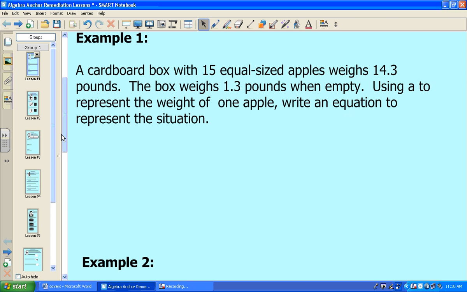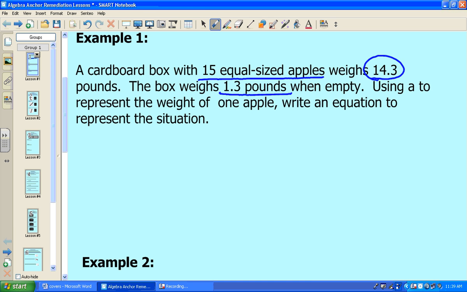Okay, the first example, a cardboard box with 15 equal size apples. As we go along, I'm going to be underlining key numbers that we need to use. 15 equal sized apples weighs 14.3 pounds. The box weighs 1.3 pounds when empty. Using A to represent the weight of one apple, write an equation to represent the situation.